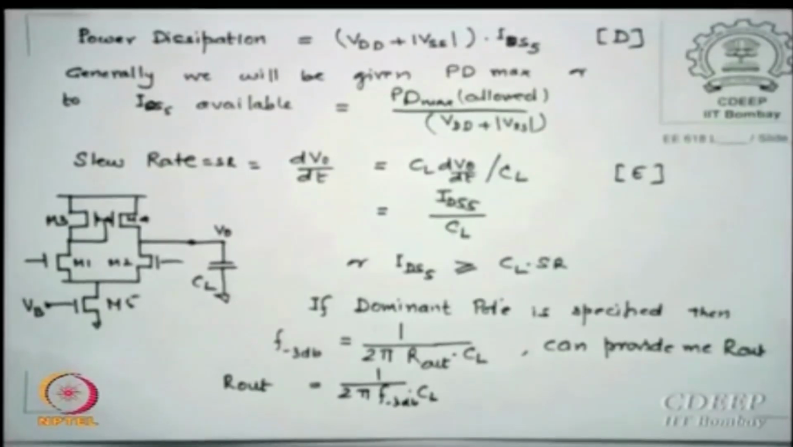From where does this get specified? Why should I specify power dissipation? Do you know from where this power is actually getting limited? You can say power supply, yeah, that is a great issue, but that is not the only reason. Temperature.